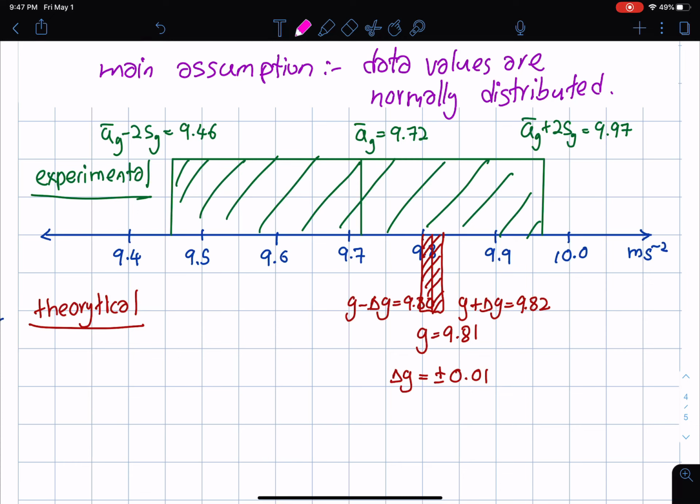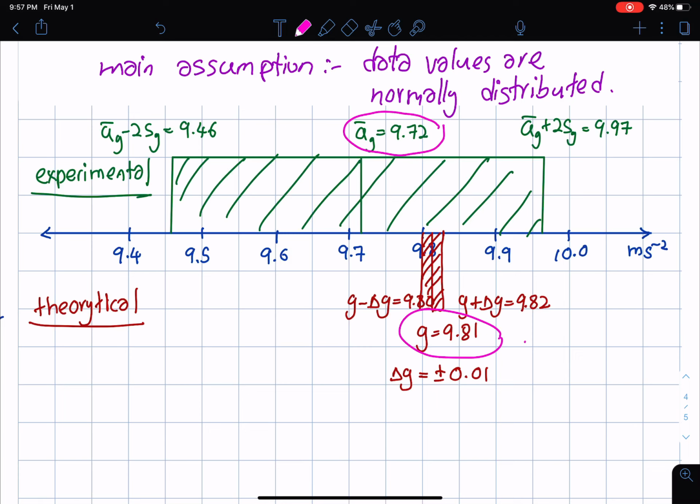Since these two boxes are overlapping each other, we can say that experimental mean, which is 9.72, and the theoretical value, which is 9.81, agree with one another within the accuracy of the measurements. If you look closely, you will notice that experimental mean is less than the theoretical value 9.81. According to free fall experiment, the object might be experiencing air resistance. So that's how a LCG plot is drawn.